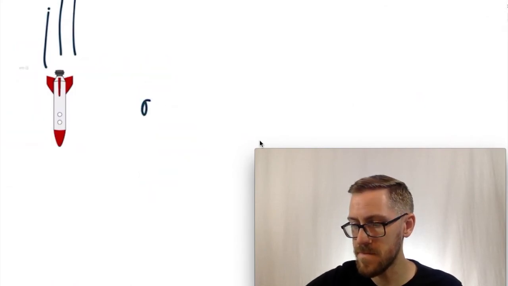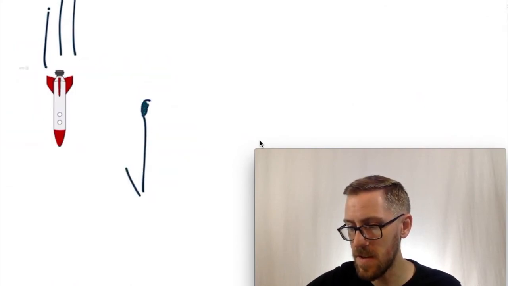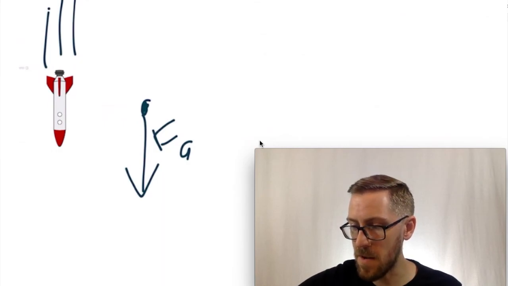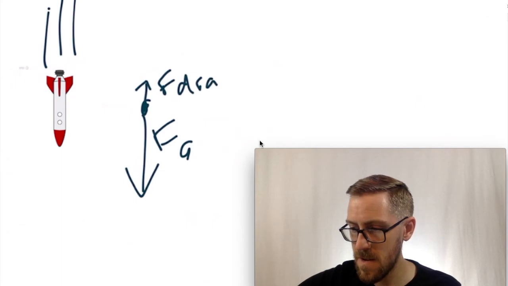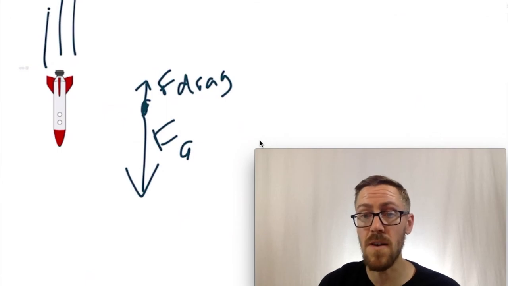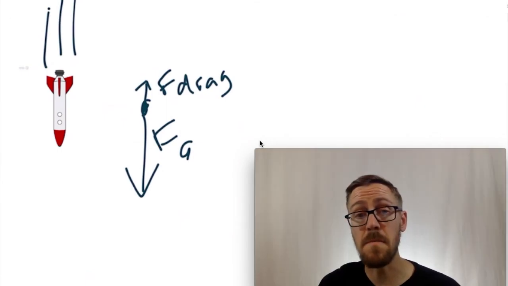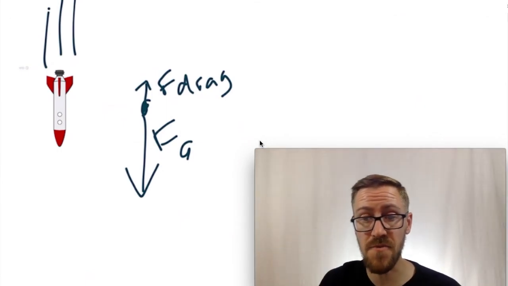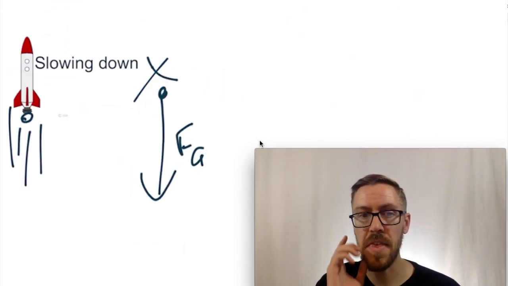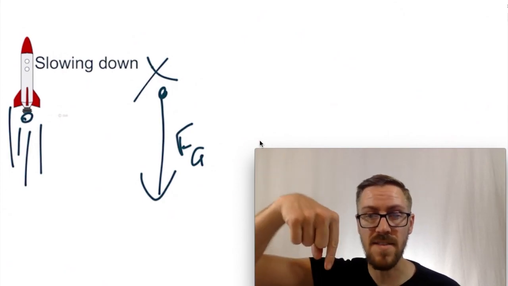Last one, same deal, F gravity. That's it. Maybe if you want to get picky, you can put a little tiny drag arrow. There is going to be some air resistance that goes that way, but the overall net force is down. So even though they're moving different directions, this one's in free fall, and this one's on its way up but slowing down, the net force on them and the force diagram on them is the same. There's only gravity downward.